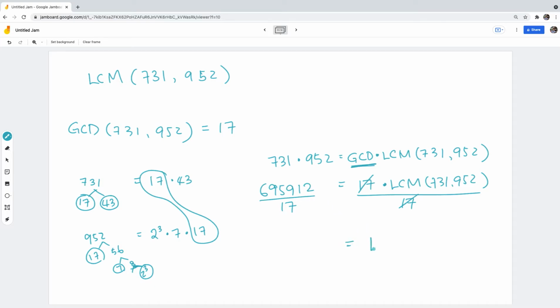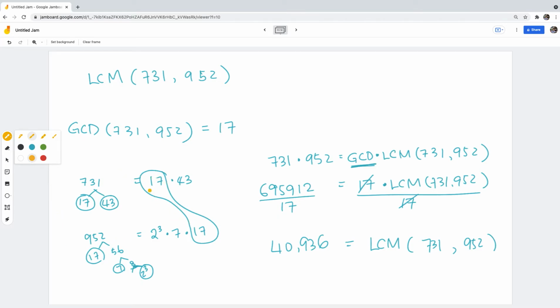Okay, so the LCM of 731 and 952 is equal to whatever the quotient is. So divide this number by 17 and I get 40,936. So without doing all of that again, you can just find the LCM in this way. Can we check that using the prime factorization? Of course we can, right?